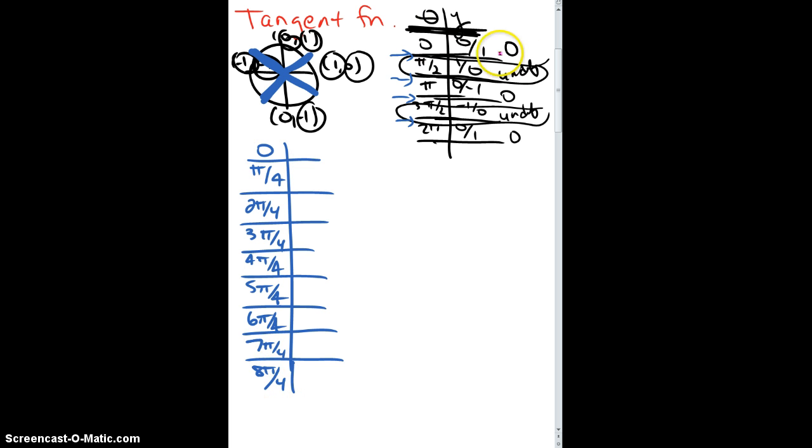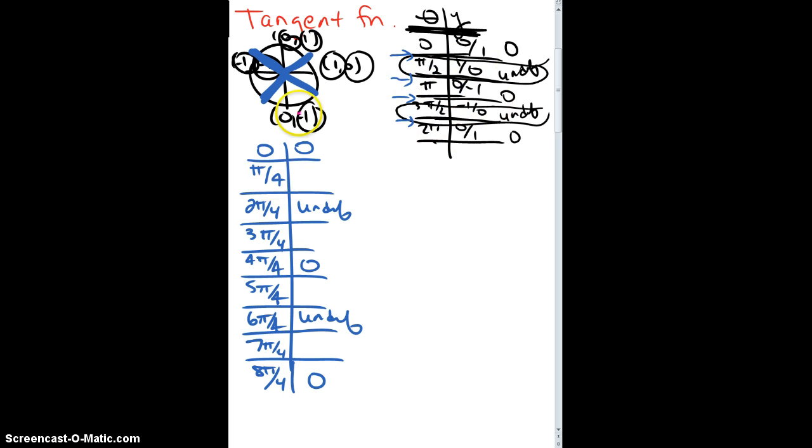All right, so from before, I know this guy's 0. At pi over 2, which is this when it reduces, is undefined. This one is pi when it reduces, that's 0. This guy's 3 pi over 2 when he reduces, that's undefined. And this is 2 pi, which is 0. That's what I have from this over here.